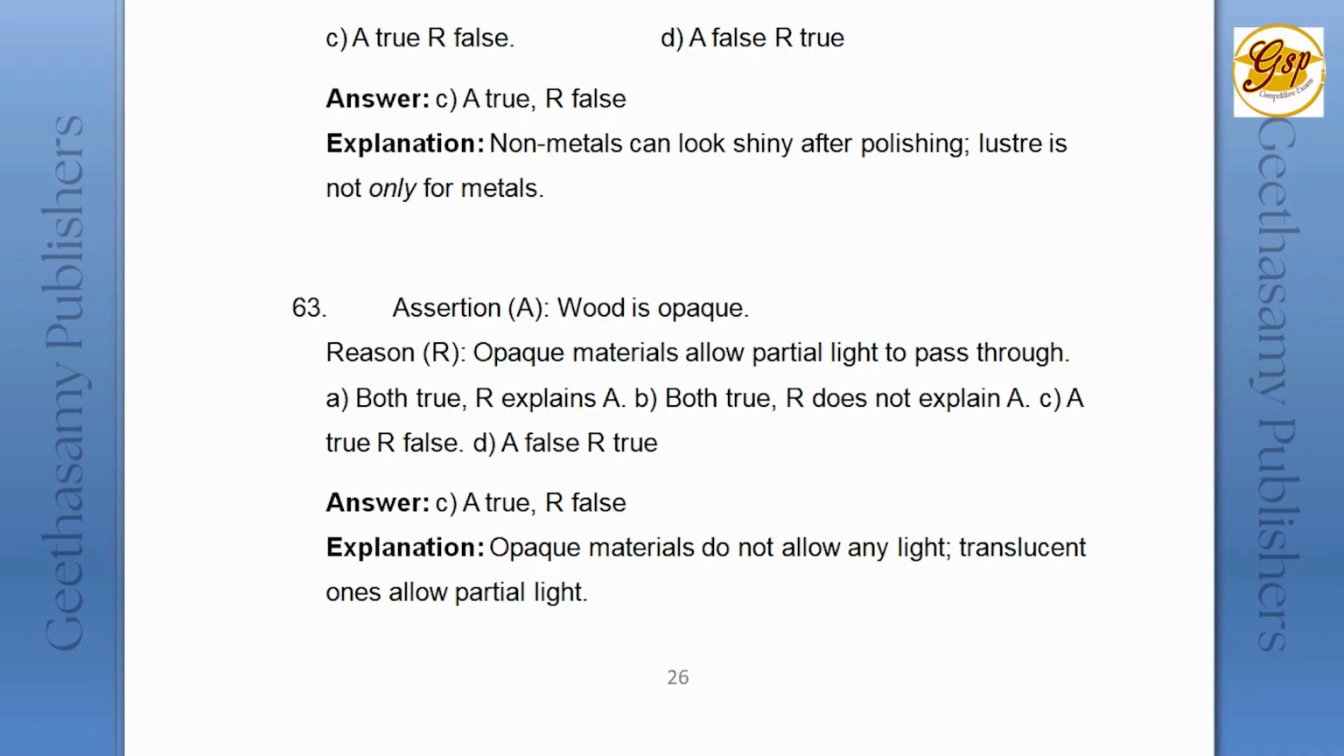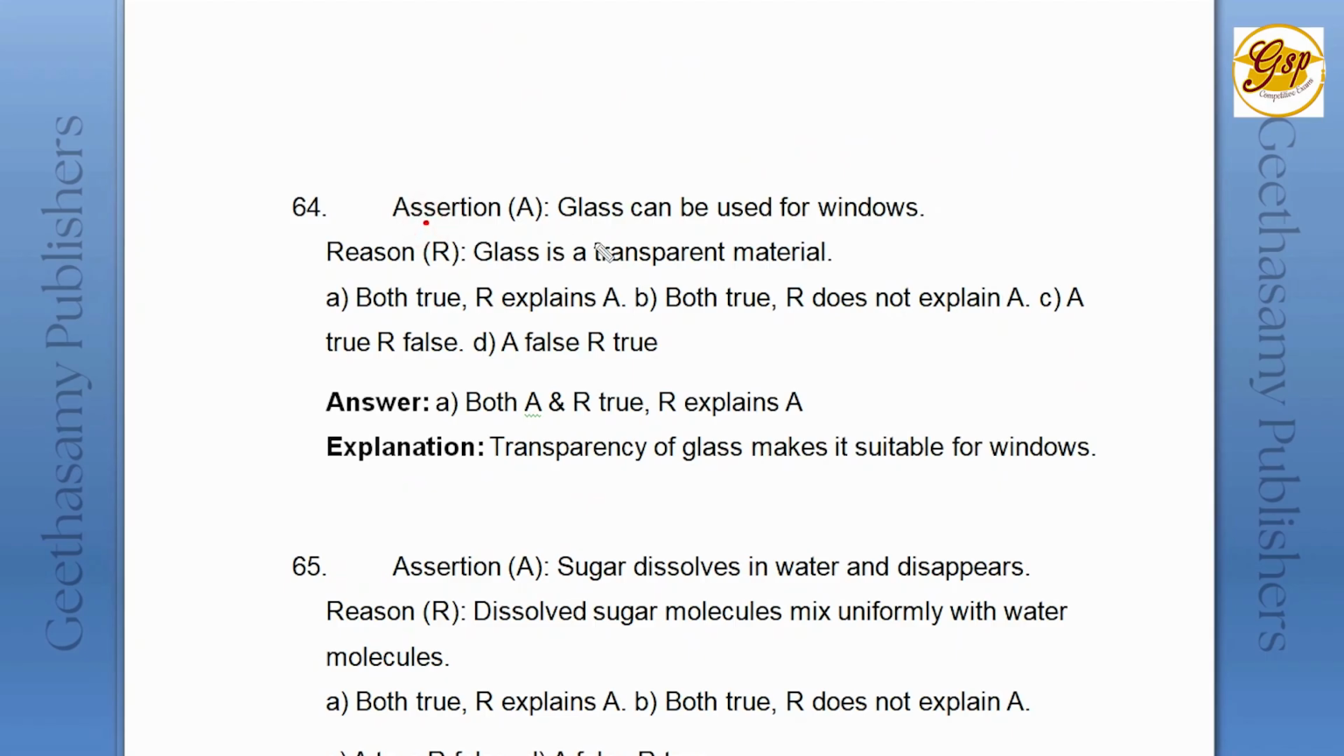Then 64th question. Assertion: Glass can be used for windows. Reason: Glass is a transparent material. Both are true and R explains A. Both are true and R does not explain A. A is true, R is false. A is false, R is true. The correct answer is both A and R are true and R explains A. The transparency of glass makes it suitable for windows.